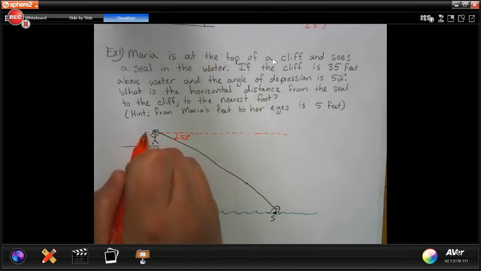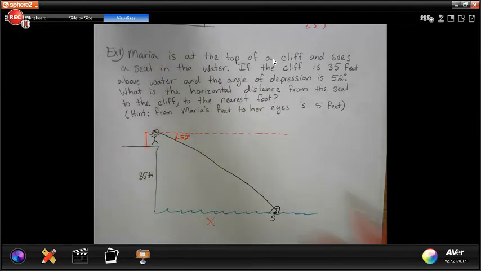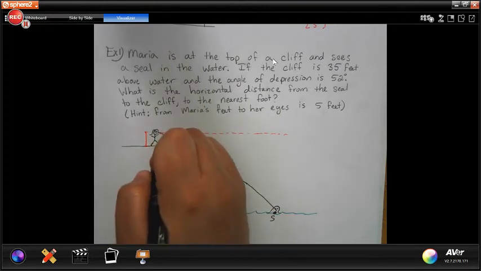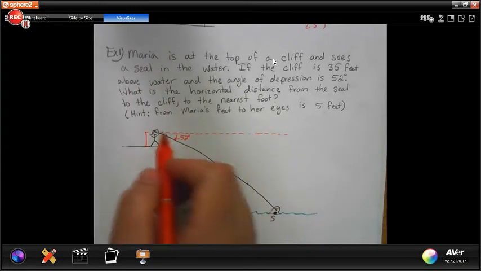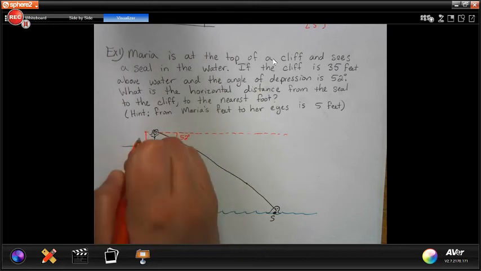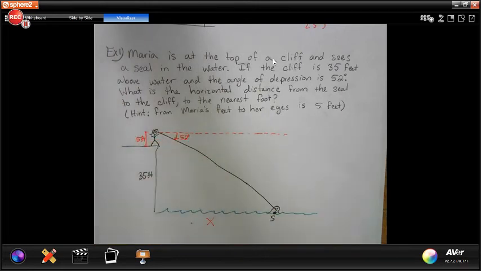And then from her eyes to her feet, well, she's not really jumping. I just didn't draw her touching the ground. She's like hovering, but she shouldn't be hovering. Okay. Well, she's got 1 foot off the cliff. She's just got to be careful. Okay, so that's 5 feet.